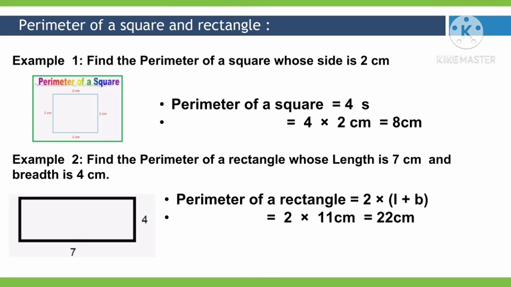So the length and breadth of the rectangle are given here. In order to find the perimeter of the rectangle, the easy way is to add the length and breadth: 7 plus 4, which is 11.